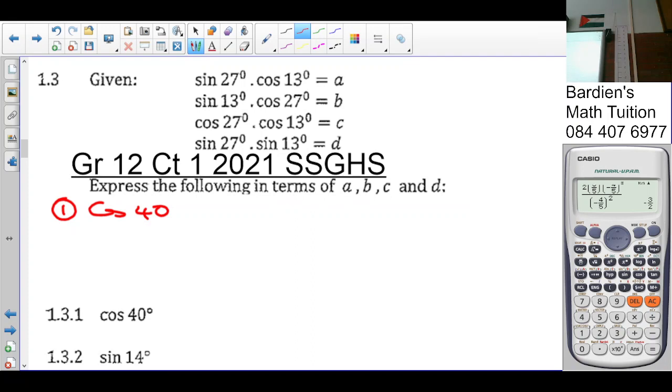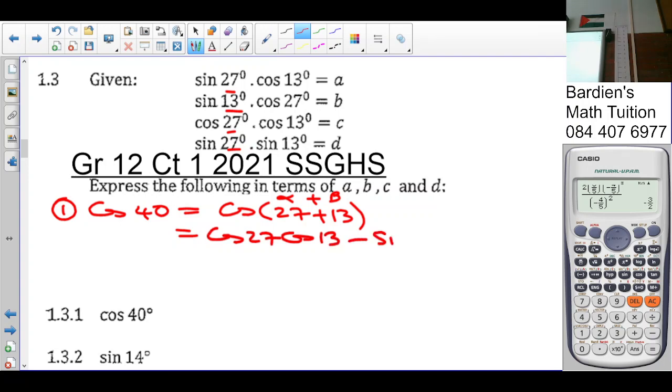So I must link the 40 to two of these angles. How can I get 40? We know that 27 plus 13 is 40. So in other words, this is going to be written as cos of 27 plus 13, which gives you cos 40. So this is now cos of alpha plus beta. So cos alpha, which is cos 27, cos beta, cos 13, opposite sign, sin 27, sin 13.